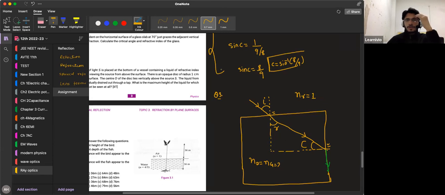Is this ray diagram clear? Then only I can start the calculation. Yes, sir. Akshay? Sir, can you explain the ray diagram again?